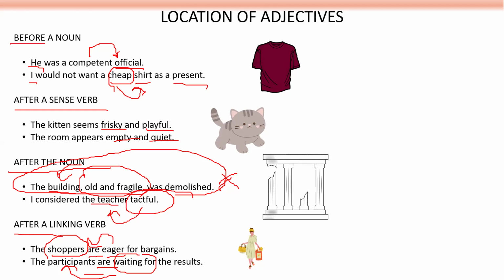My brother and sister were lonely. What's the word that describes the brother and sister? Lonely. The linking verb is were. Pag naman singular noun, my sister was lonely. All right?